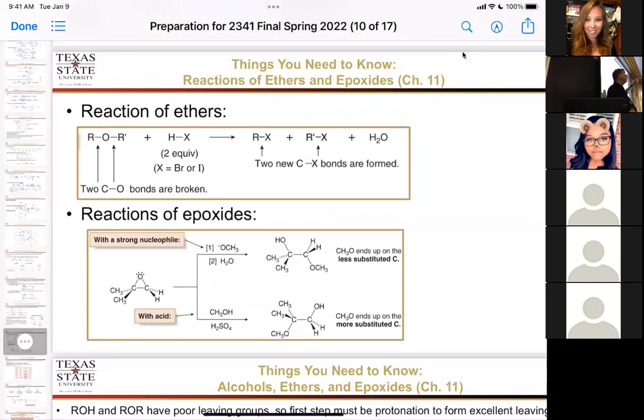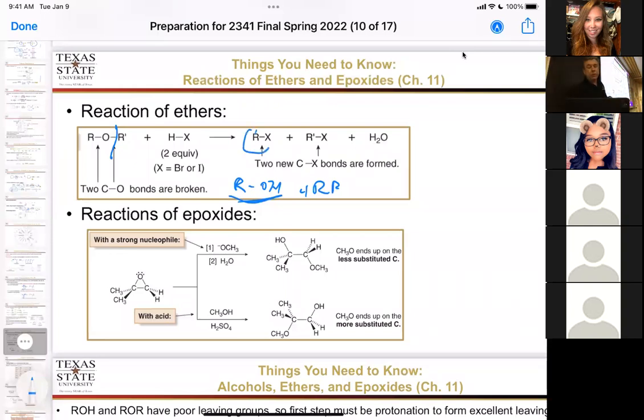We can use 2 equivalents of HBr or HI, and that will break the bond here, but then it's going to create an alcohol, OH plus RX. And then this reacts also with HI to do a substitution reaction. It protonates the alcohol and then it uses it as a leaving group.